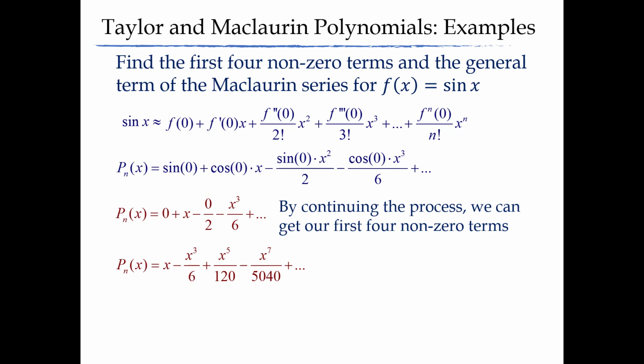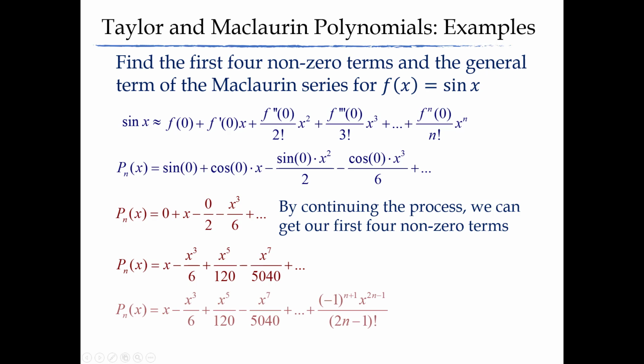The one thing that you should understand is for the first term here, the degree is 1, and it's actually over 1 factorial. This degree is 3 over 6, which 6 happens to be 3 factorial. This is x to the 5th, and 5 factorial happens to be 120. And then 7 factorial gives me 5040.